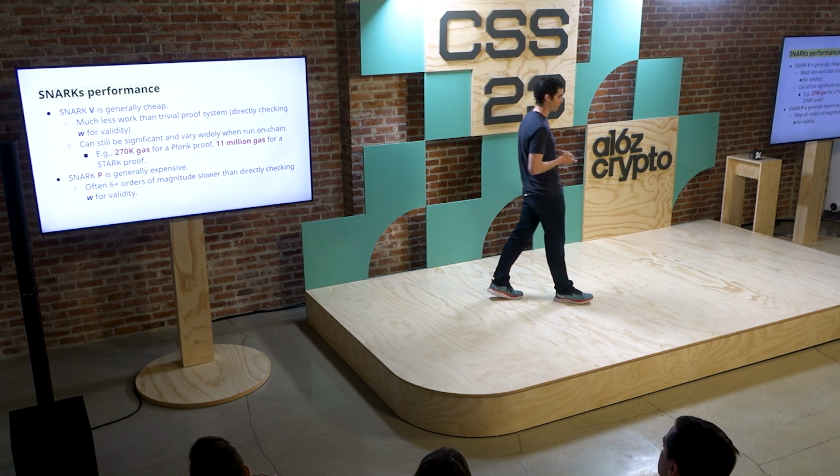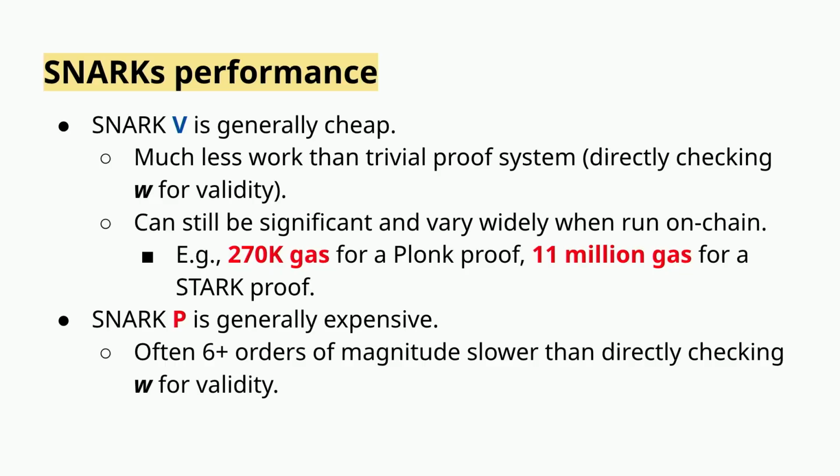In terms of applicability in general, the bottleneck tends to be the prover performance. My rule of thumb is that the prover today, in general, is always going to be at least 6 orders of magnitude slower than just directly checking a witness for validity.